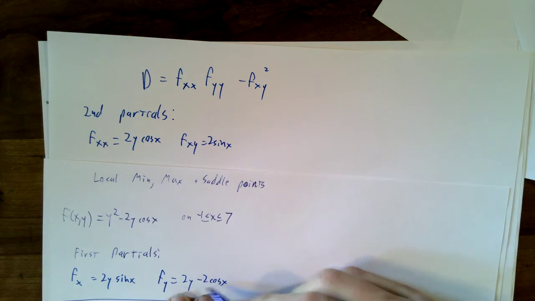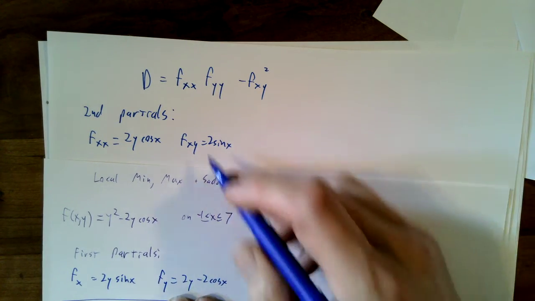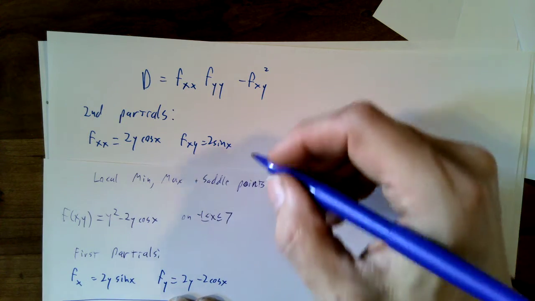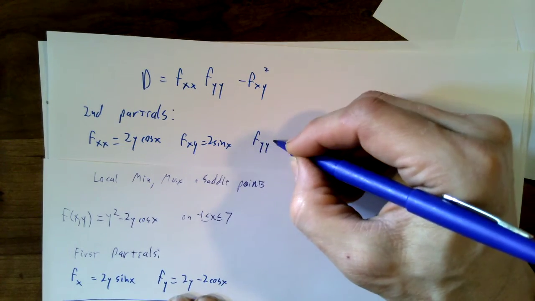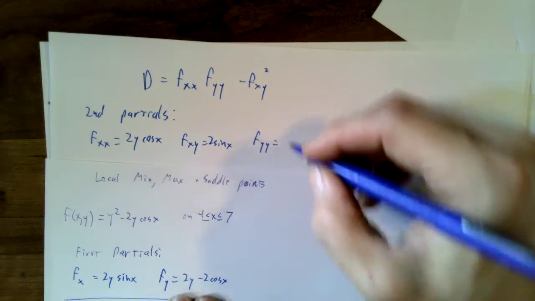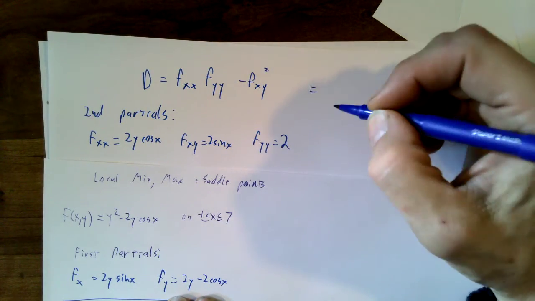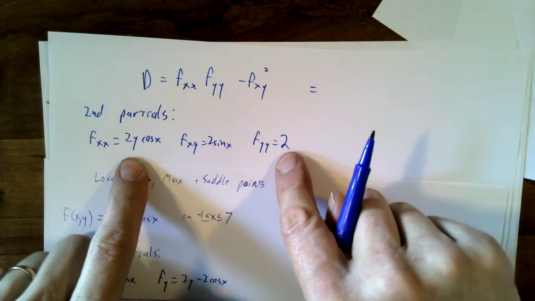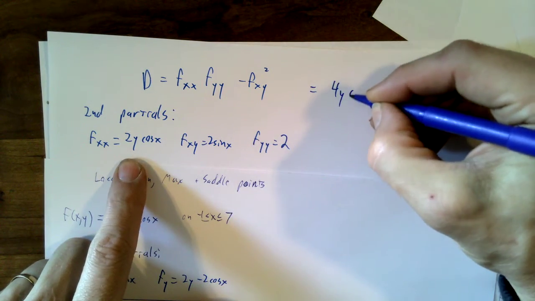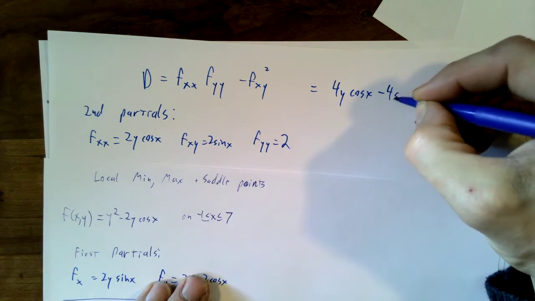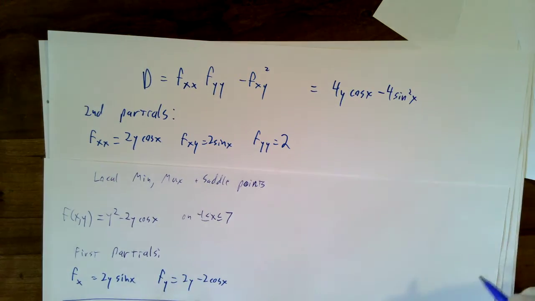If I take the derivative of the y one with respect to x, I'm getting 2 sine x again. I knew that. That's f_yx, but that matches up like it should. And f_yy would be the derivative of this with respect to y, which is just 2. So D ends up being this times that, 4y cosine x minus this one squared. It's going to be 4 sine squared x.